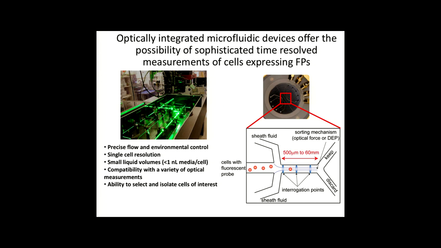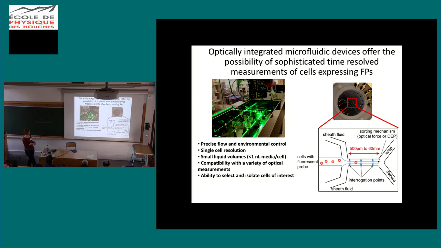So we started developing a microfluidic device. This is obviously not microfluidic. The microfluidic is there. It's just an optically transparent small device that you can couple optical measurements into. The advantage of microfluidics is you have precise flow and environmental control. We can monitor single cells. It uses small liquid volumes. It's compatible with lots of measurements, and we can actually select cells with properties.